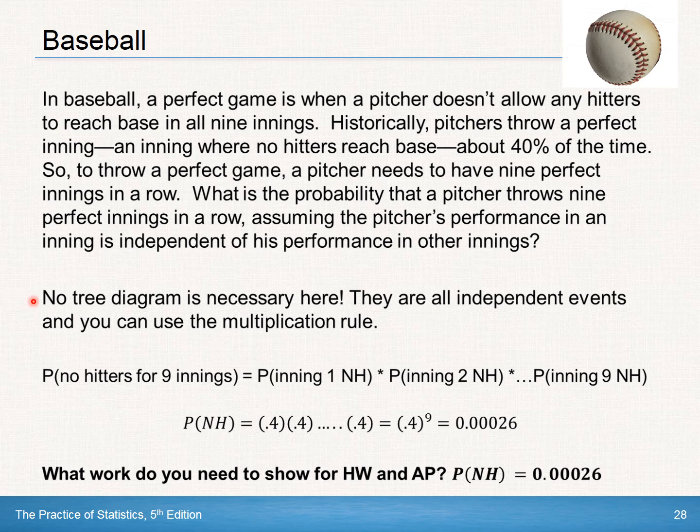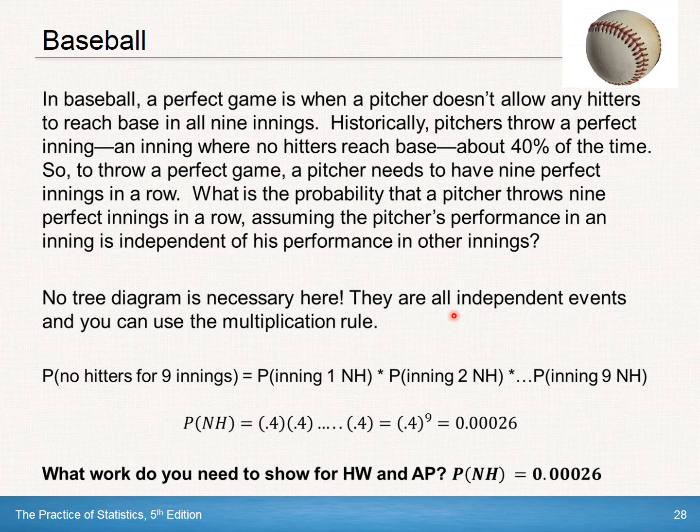Okay, so in this case, we didn't need to draw a tree diagram. I didn't have 2 things going on. I only had 1 percentage or 1 probability, which is the fact that a perfect inning happens only 40% of the time. There's no other conditions happening, so you don't need a tree diagram, especially since they're all independent events. So since they're all independent events, I can just use the multiplication rule.